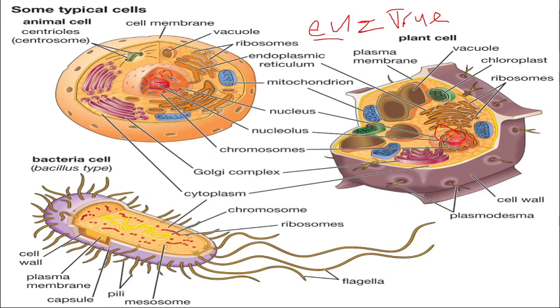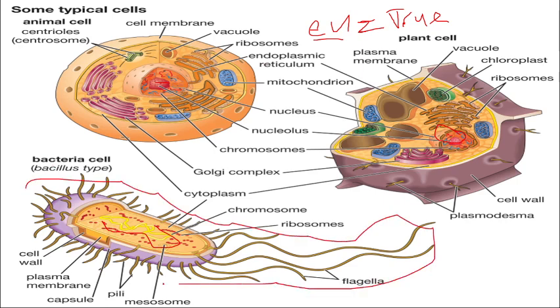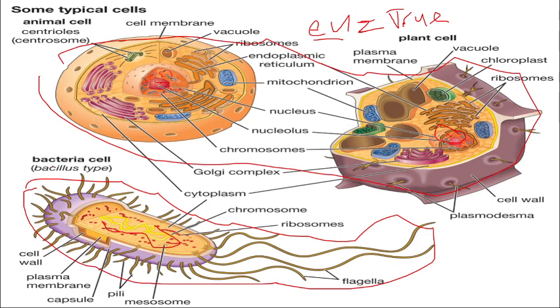We have prokaryotics, those that don't have a true nucleus. Do you see that there is no true nucleus? So therefore, this cell is prokaryotic, while these cells are eukaryotic cells. So this is a bacterial cell, which is what? Prokaryotic. This is an animal cell, this is a plant cell.